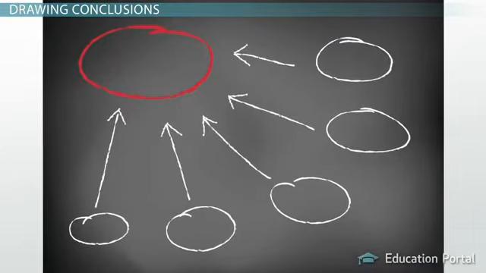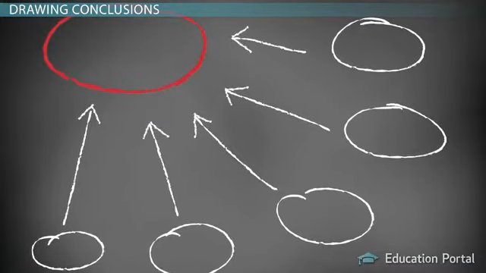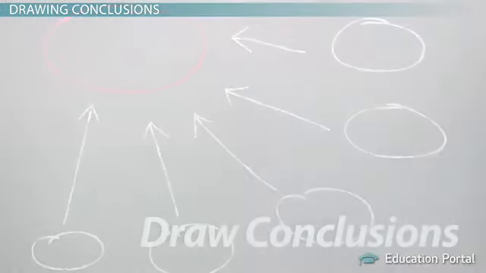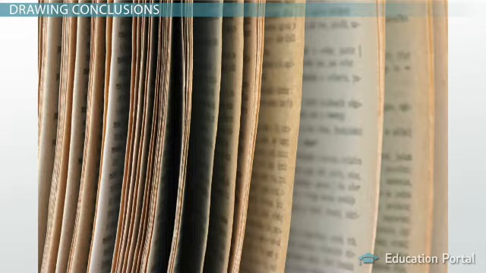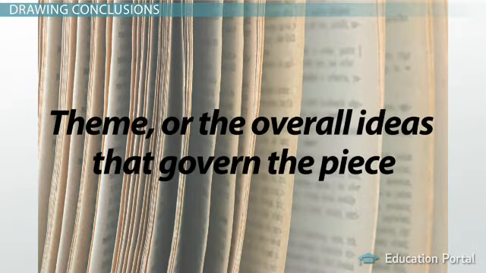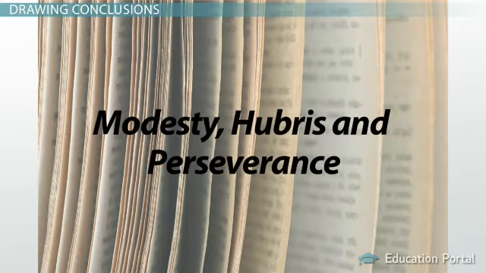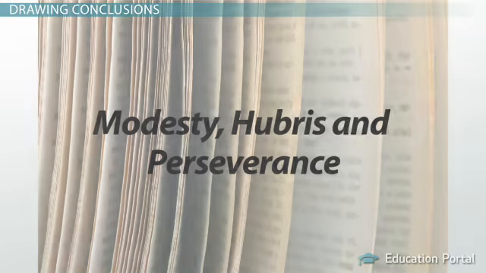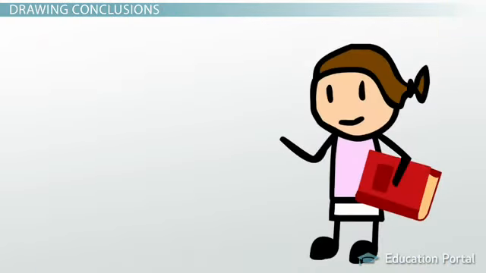In the final analysis stage, you, the reader, must consider all of the elements previously examined in order to draw conclusions. The most common conclusion you can draw from a piece of literature is theme, or the overall ideas that govern the piece. Here you could say that the themes of modesty, hubris, perseverance exist, right? Are there others? Sure, you can add to the list. Because theme has more recently been defined as a kind of high-level topic, we must also take a look at what it communicates about life on a general level.